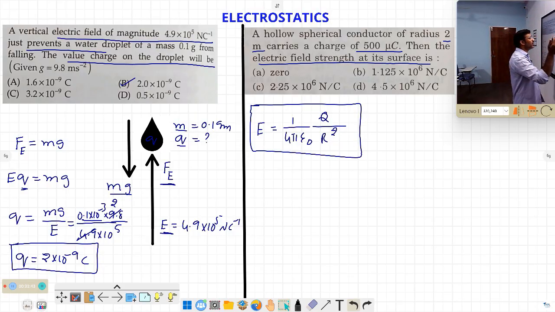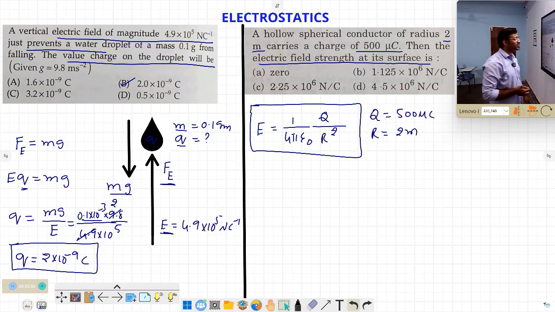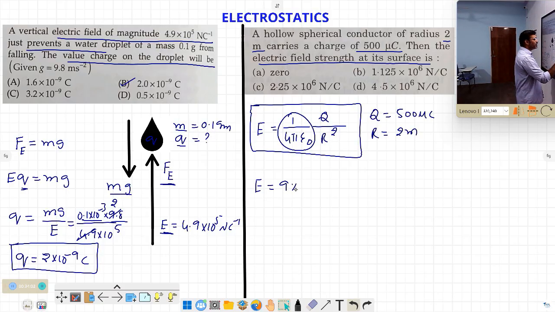So what is given here? The charge is 500 microcoulomb. Next, the radius of the sphere is 2 meters. Before solving, check whether everything is in SI units. Now to solve for the electric field intensity, 1/(4πε₀) I can write as 9 × 10^9 for the calculation. Q = 500 microcoulomb, that is 500 × 10^-6, divided by the radius 2, and 2 squared is 4.